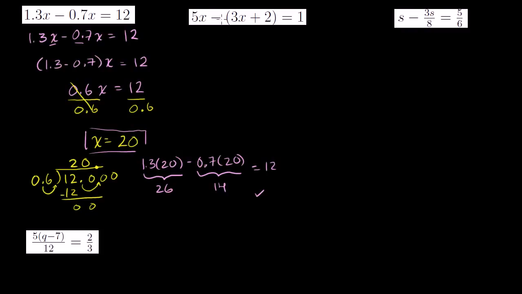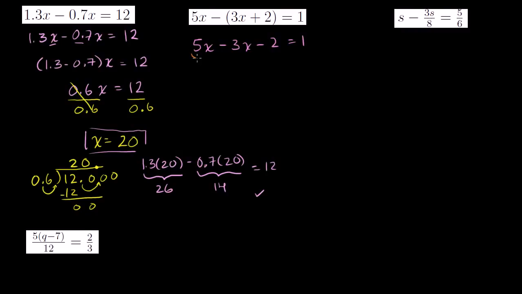So the first thing I want to do is I want to distribute this negative 1 over here. So this is the same thing as 5x minus 3x minus 2. Right? I just did the distributive property on the 3x and the 2. This is a negative 1 times 3x plus 2. So it's negative 1 times 3x plus negative 1 times 2, or negative 3x minus 2. And that is going to be equal to 1.